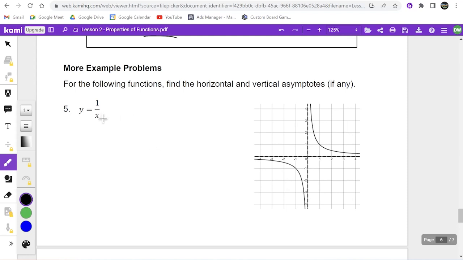So the first one here, we have y equals 1 over x. And I want to find all the horizontal and vertical asymptotes. It doesn't matter which one you find first. I'll find the horizontal asymptotes first for this one.